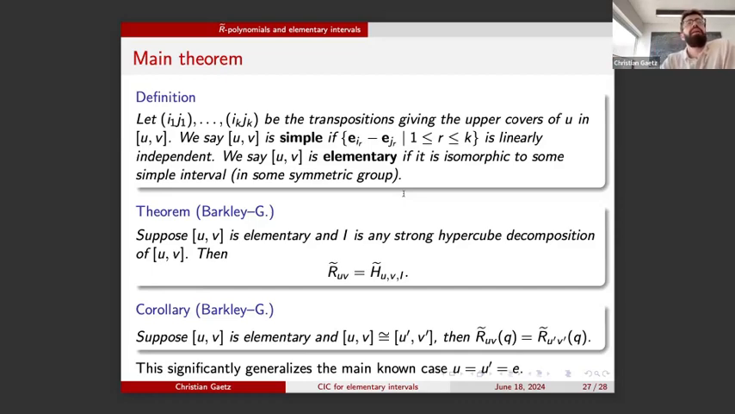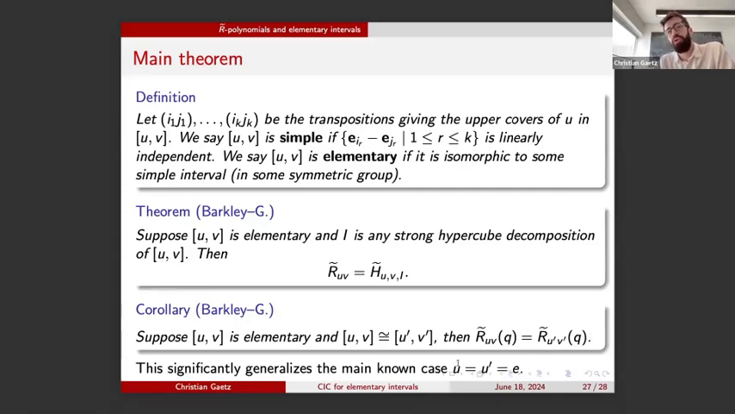So the theorem is that if we have any elementary interval, then in fact R equals H. And therefore, for those intervals, we can prove combinatorial invariance of these R tilde polynomials. And I'll point out that even the simple case, the case of simple intervals, is a significant generalization of the case of lower intervals.